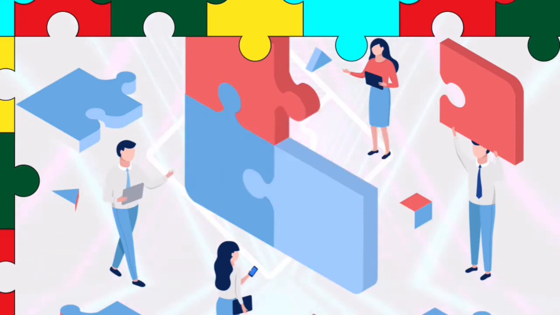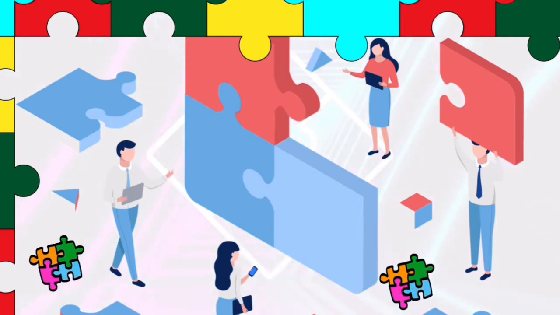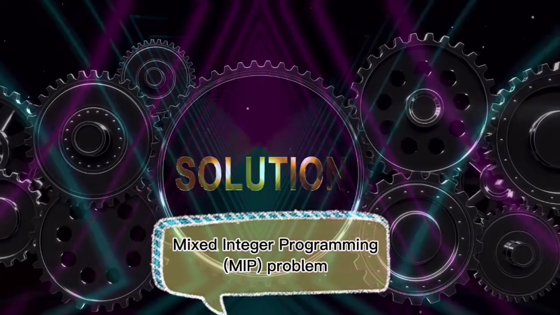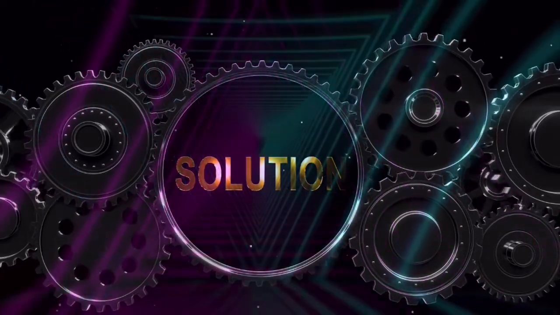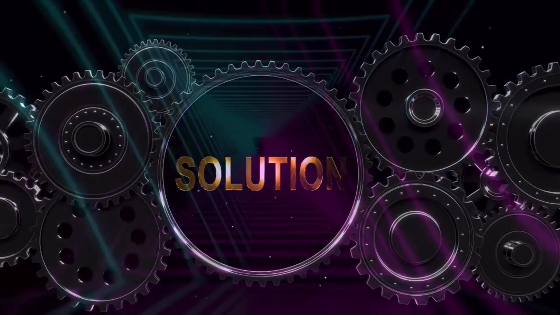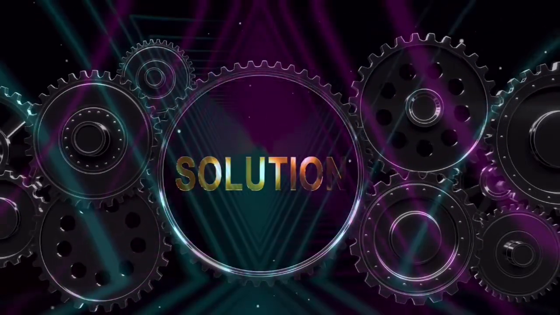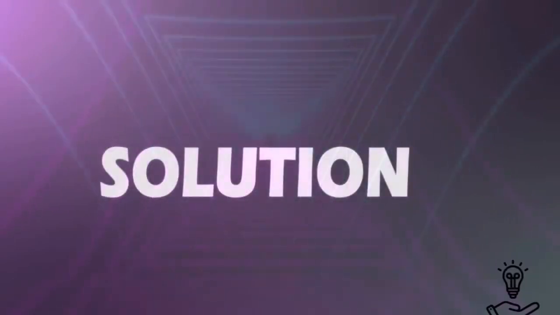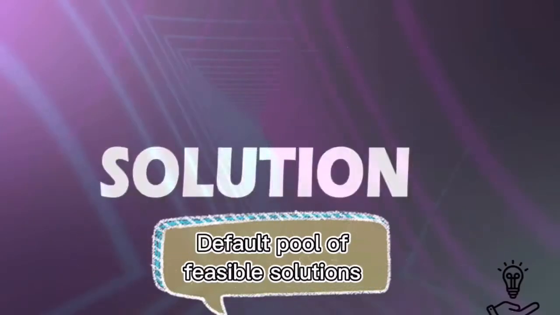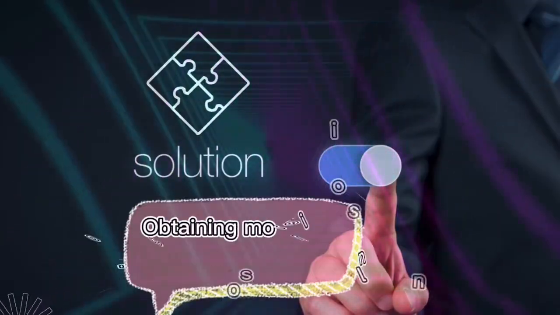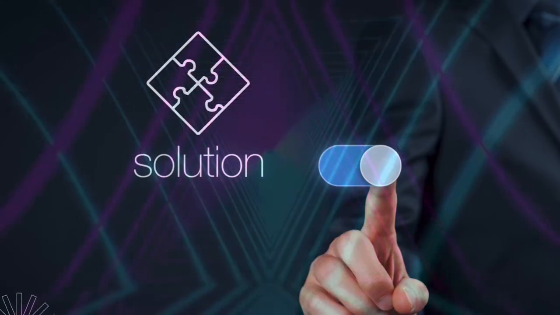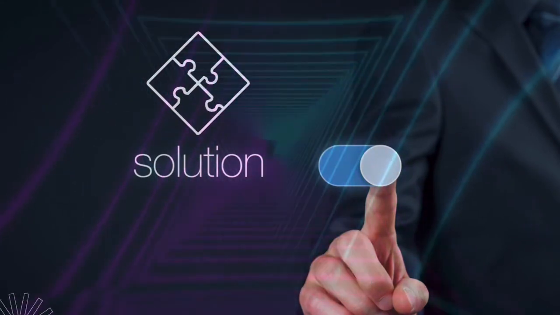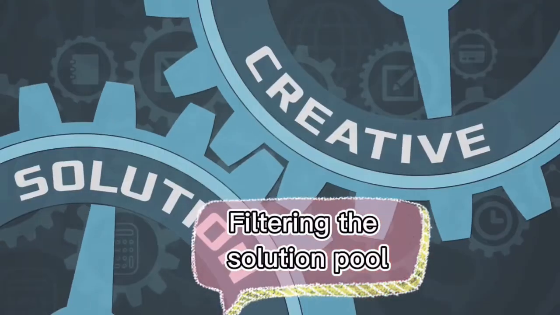The good news is that OPL supports the CPLEX Solution Pool feature for mixed integer programming or MIP models. The solution pool is a way of generating and keeping more than one solution to a MIP problem. This allows you to evaluate and explore alternative solutions. For example, you might prefer a solution which also meets a secondary objective over the incumbent. By watching this video, you will learn about the default pool of feasible solutions, obtaining more non-optimal solutions, setting some solution pool options, and filtering the solution pool through a facility location example.